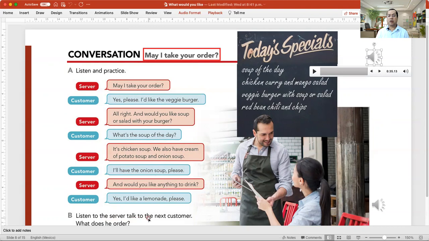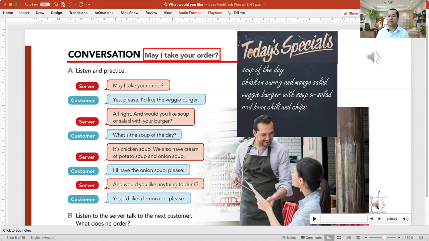Listen to the server talk to the next customer. What does he order, right? So this is the first customer, but there's another customer somewhere over here. That's a man because it says he over here. What does he order? Listen, please.